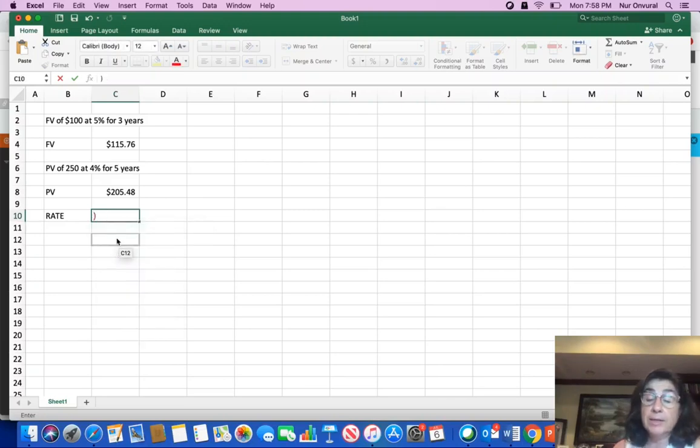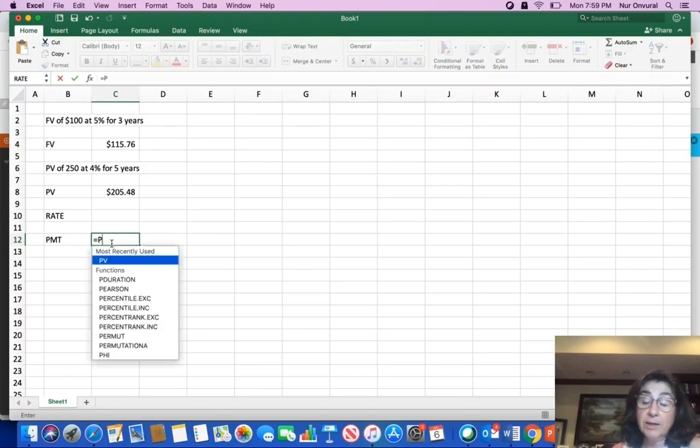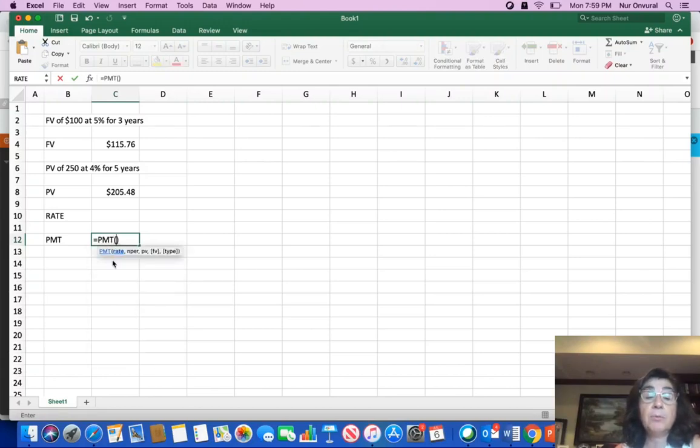And for the annuities, you will use the payment function, and that will be the PMT. And again, you will start with an equal sign, and then you will enter the PMT. That will bring up the payment function in Excel. And what you will do is you will plug in rate, number of periods, present value, and future value, and then it will calculate the payment. So for example, it could be that car payment example, and you could be calculating the monthly payments.